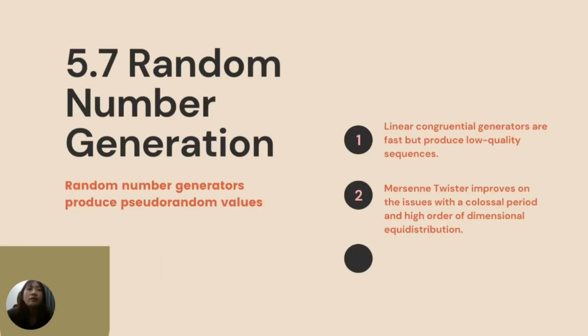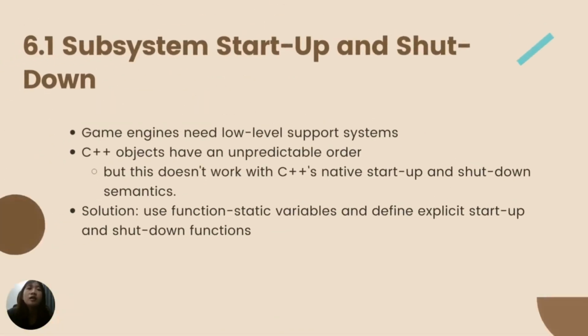For the random number generator, it can produce pseudo random values. The linear congruential generators are fast, however they produce low quality sequences. The Mersenne Twister improves the issues of the colossal period and high order dimension equidistribution. However, it was also found that XOR shift and the mother of all generators are simpler and faster compared to the Mersenne Twister. Topic 6 involves the engine support subsystem and startup and shutdown.